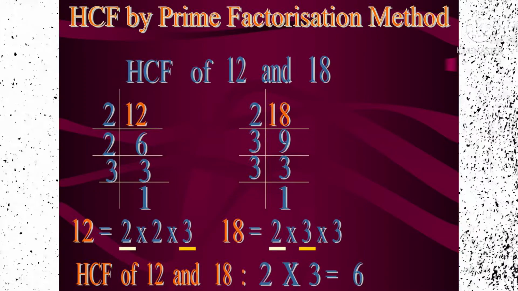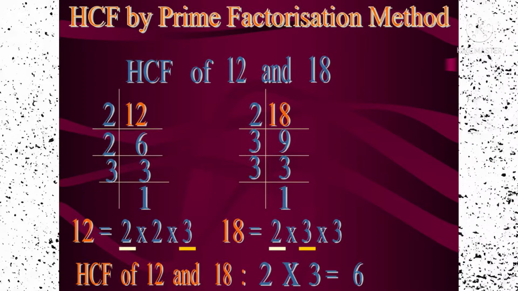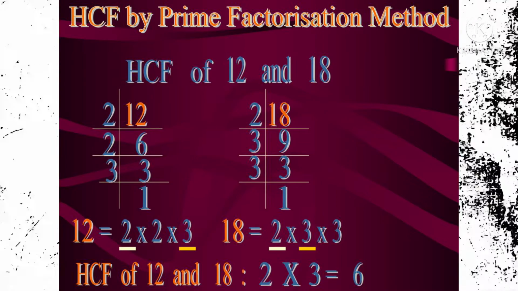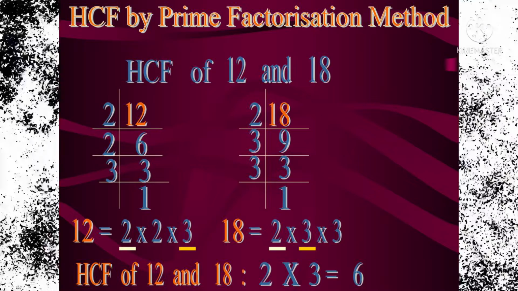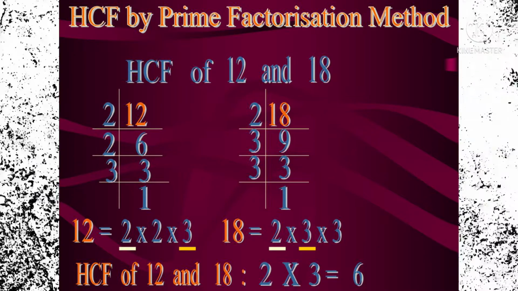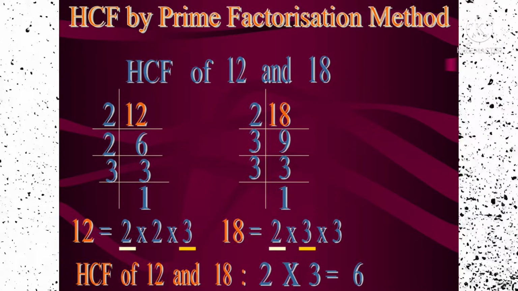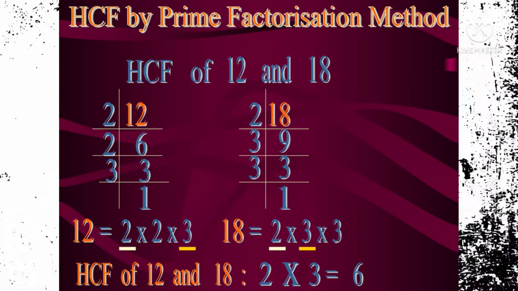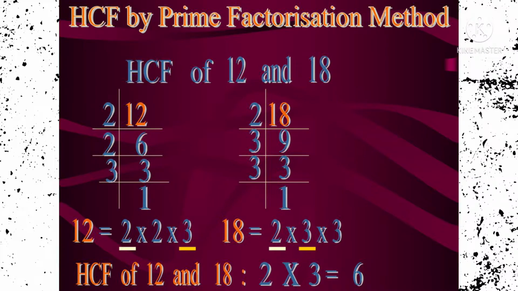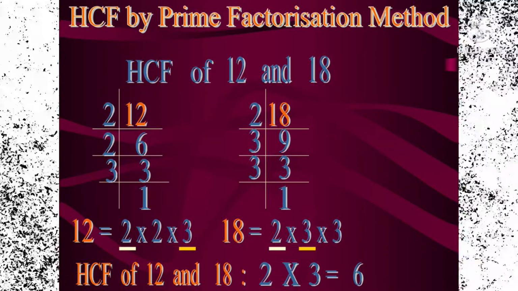And now we'll use prime factorization method to find HCF of 12 and 18. Prime factors of 12 are 2, 2 and 3. And prime factors of 18 are 2 into 3 into 3. Now common factors are 2 and 3. So product is 6. And this is called HCF of 12 and 18.